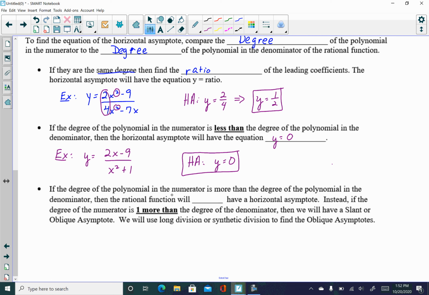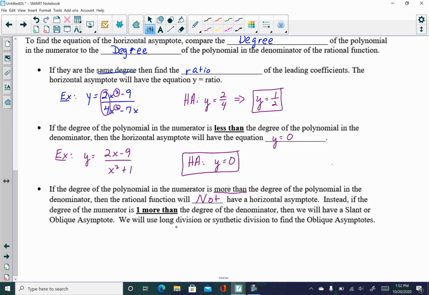Okay. And then there would be one more scenario. If the degree of the polynomial in the numerator is more than the degree of the polynomial in the denominator, I should have highlighted that here for you, underlined, I'll try to remember to go back and do that, then the rational function will not have a horizontal asymptote. Instead, if the degree of the numerator is just 1 more than the degree of the denominator, then we'll have what's referred to as a slant or oblique asymptote. Remember, slant and oblique are synonyms with one another, so however you've been exposed to it in the past.